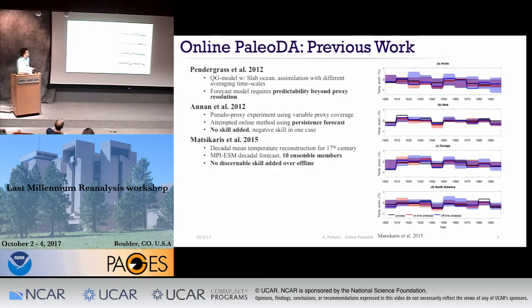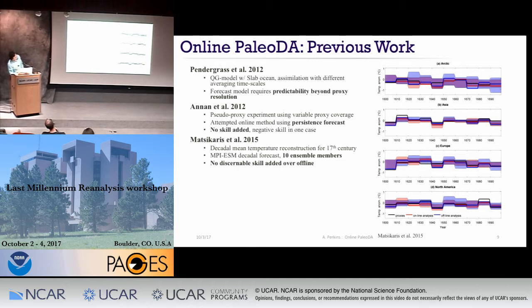And maybe the closest thing to what we were trying to do was Matsakaris et al. in 2015, where they were assimilating continental scale temperatures from the Pages 2K network into decadal means at continental scales for the 17th century. So they're using a GCM, an MPI variant, where they were doing decadal forecasts for 10 ensemble members to see if the online or offline method had better results.